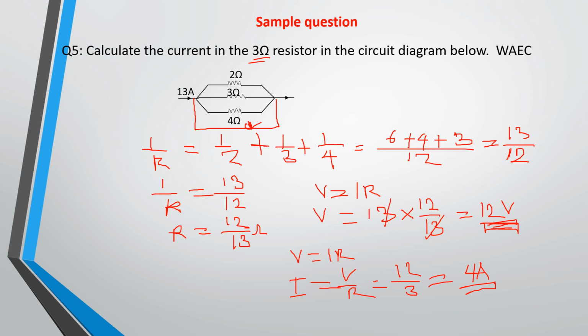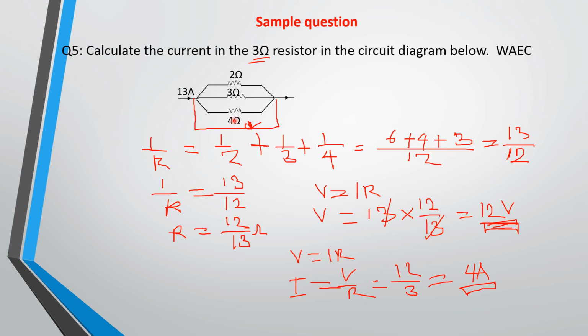Okay, so the current flowing through the 3 ohm resistor is equal to 4 amps. The same thing you can do for the 2 ohm resistor and the 4 ohm resistor, but at the end of the day, the sum of these individual currents will be equal to 30 amps. Okay, so you can try it.